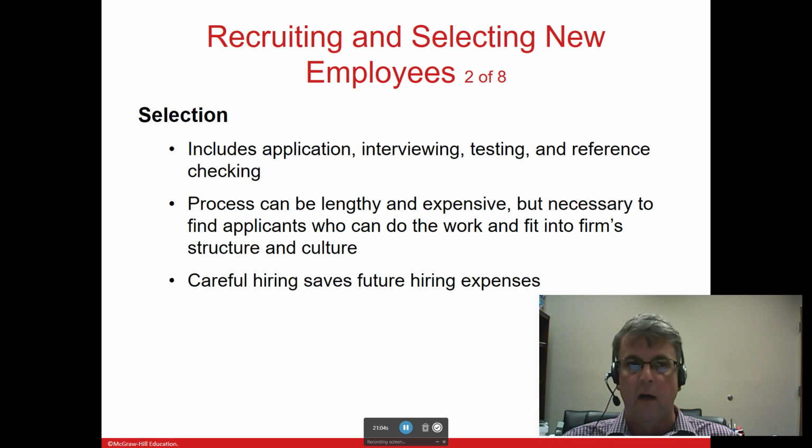Selection is a part of recruiting and selecting new employees. It includes application, interviewing, testing, and reference checking. This process can be lengthy and expensive, but necessary to find applicants who can do the work and fit into the firm's structure and culture. Careful hiring saves future hiring expenses. You want to do it right the first time.